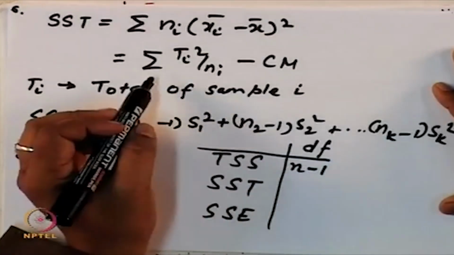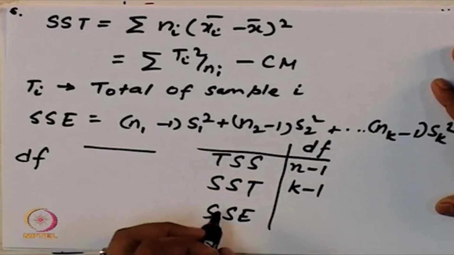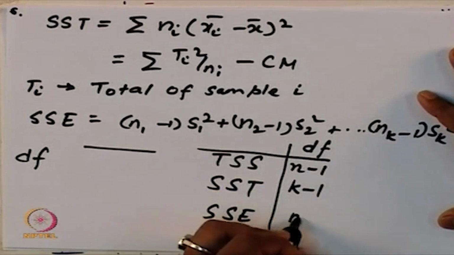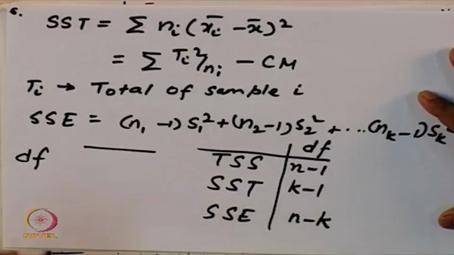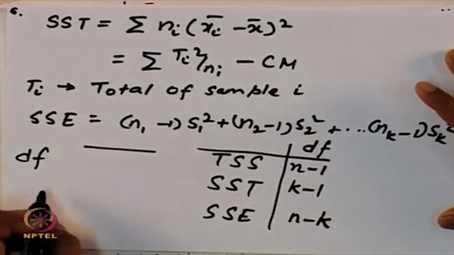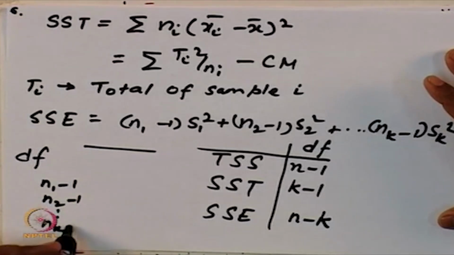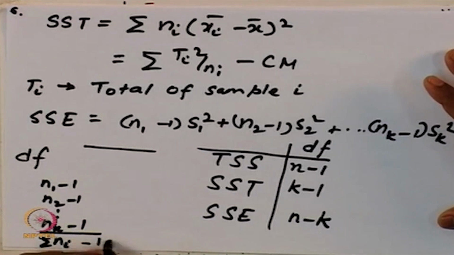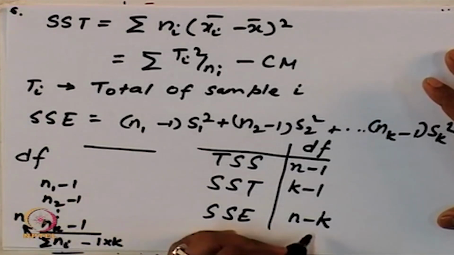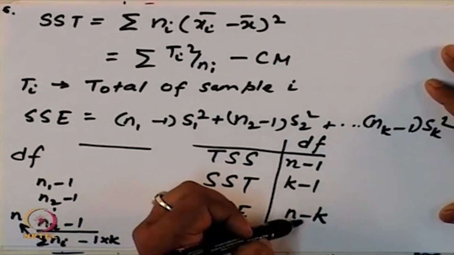SST accordingly you can see has k terms. So, the degree of freedom of SST is k minus 1, and the degree of freedom of SSE is going to be n minus k, okay, and that you can make out from this term. You have n1 minus 1 plus n2 minus 1 dot dot nk minus 1. Okay. So, you have summation ni, let us say, minus 1 into k. Okay. So, since summation ni is n, this comes to be n minus k. So, you can see that n minus 1 minus k minus 1 equal to n minus k.